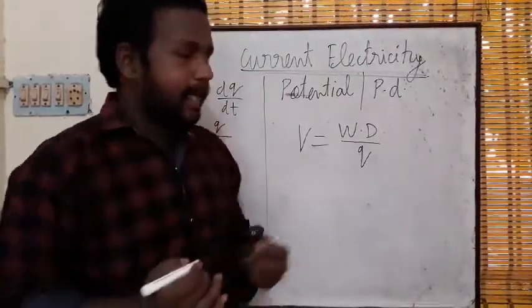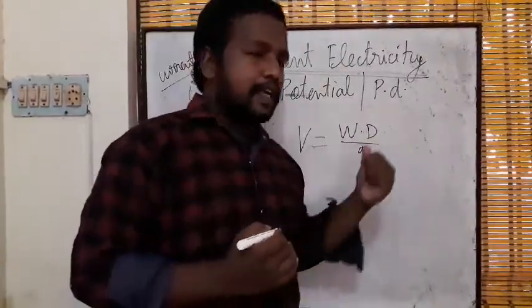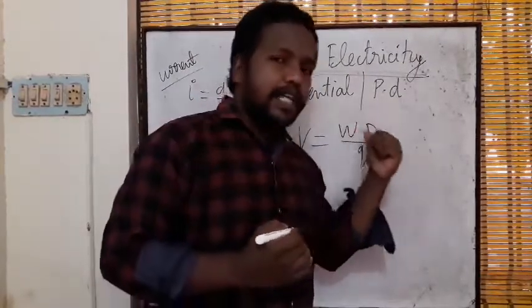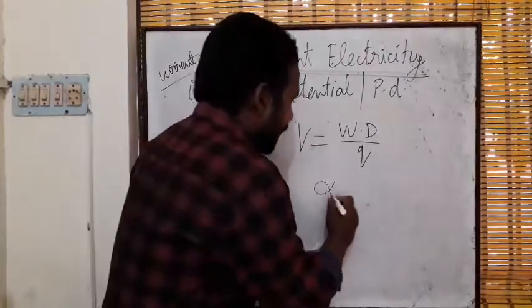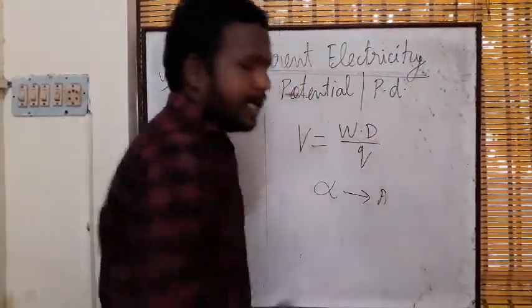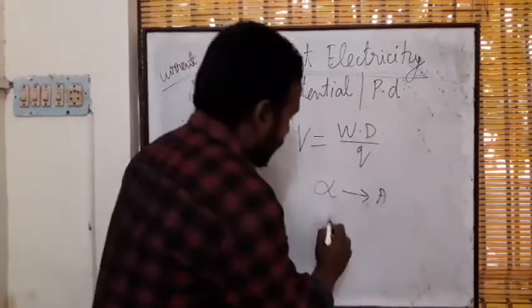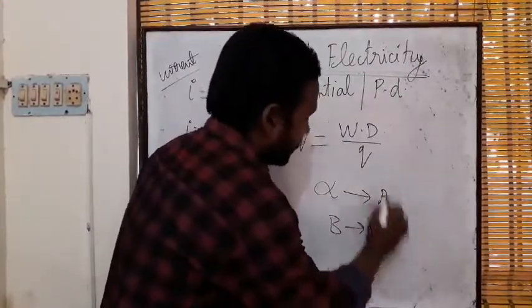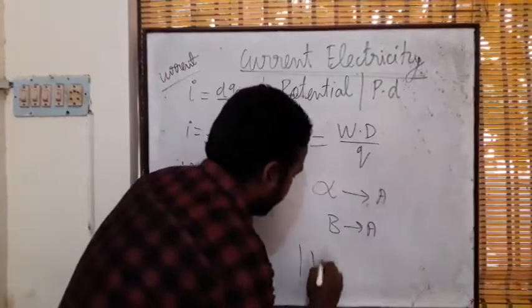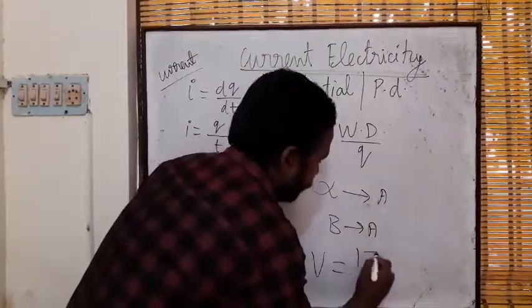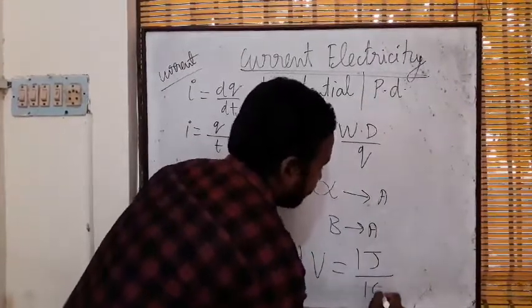I will review again. The potential is defined as the work done per unit positive charge in bringing it from infinity to one point, and we call it potential. From one point to another point, we call it potential difference. The SI unit of potential is the volt only. The work done SI unit is the joule. The charge SI unit is the coulomb.